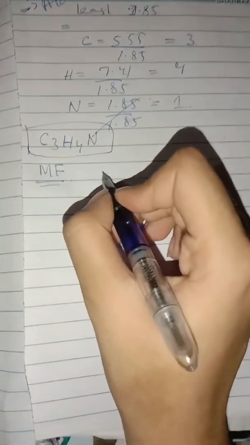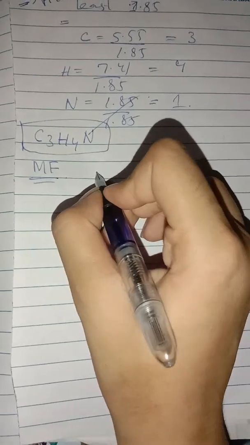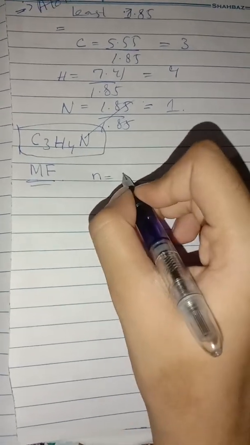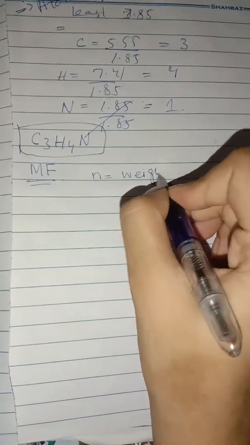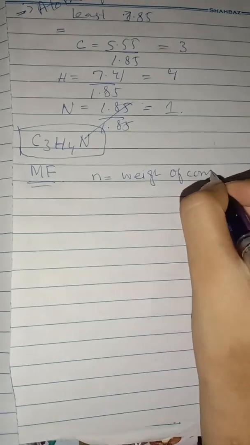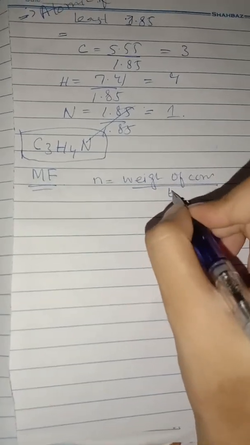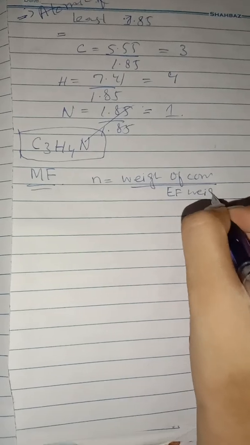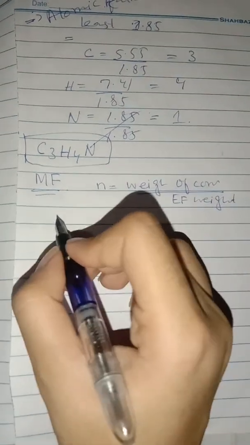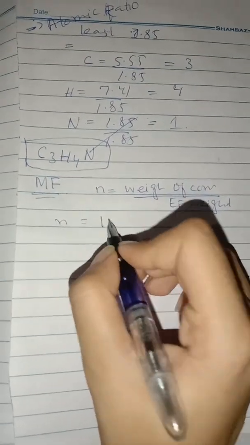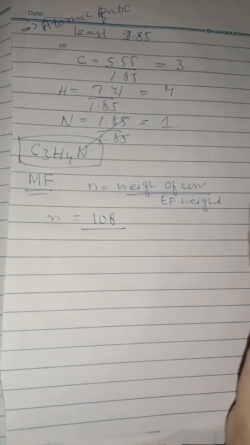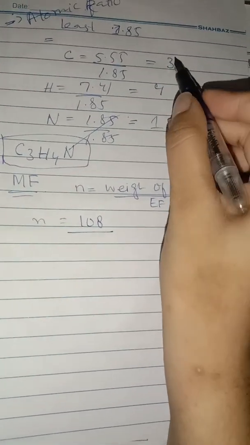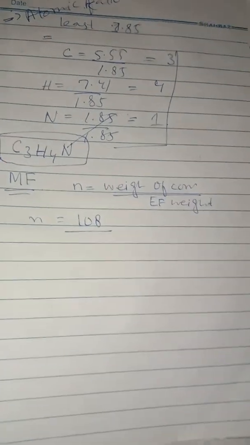We will implement step number 1, that is to find the number of moles by the formula: the weight of compound divided by the empirical formula's weight. The weight of compound that we have in the question is 108, which will be divided by the empirical formula's weight. So how would we find the weight of the empirical formula? Let me tell you.